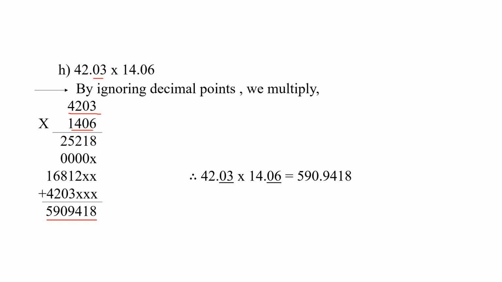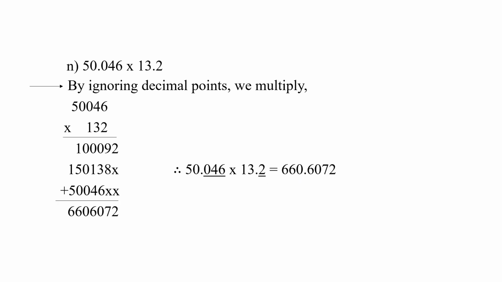So what I'll do next, I will check how many total decimal places are there. So here 2 decimal places are there, and here in second number 2 decimal places are there. So total 4 decimal places are there. So to our product, what we'll do, we'll move from right to left and we'll leave 4 decimal places, right? And here we'll put our decimal point after 0. So our answer is 590.9418.